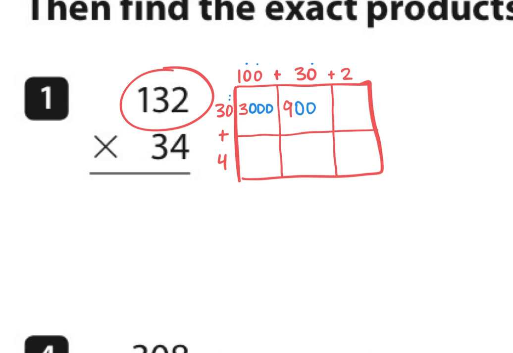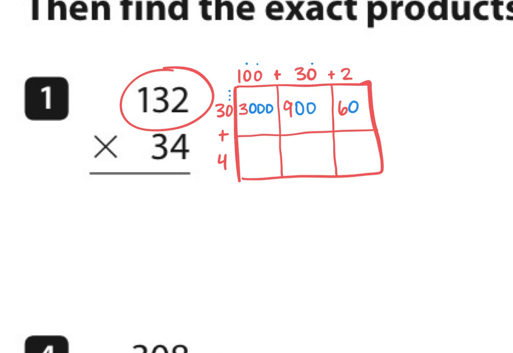So as of now, we have 3,900, and then we're going to multiply 30 times 2, which is our next column. So 30 times 2, I know that 3 times 2 is 6, and then I know that I have only 1 zero, so my number becomes 60. My partial product becomes 60. We're going to now do the same thing on the bottom row.